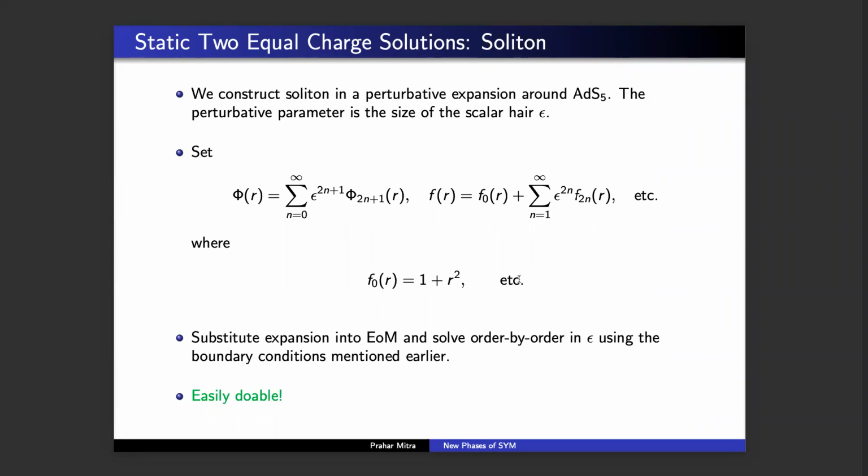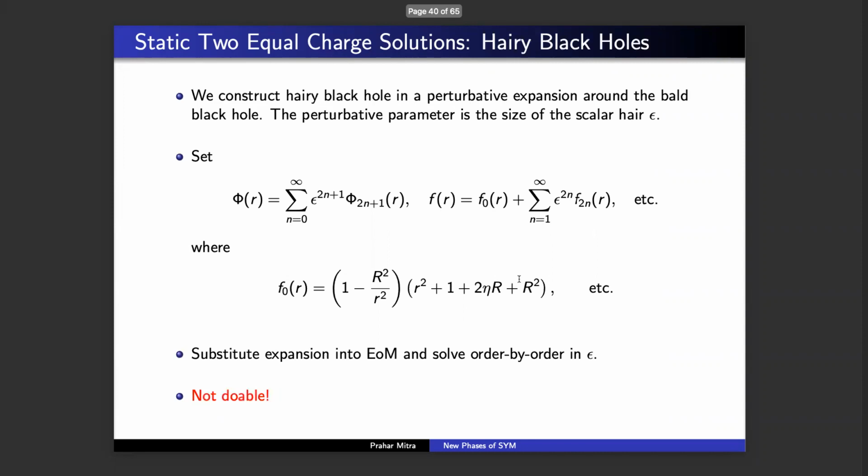For the two charge case, we don't have an exact metric, so we had to solve it using perturbation theory. For the one charge case, the exact solution is already known. So for that, we don't need to do a perturbative expansion. Okay, so this is easy, no problem whatsoever.